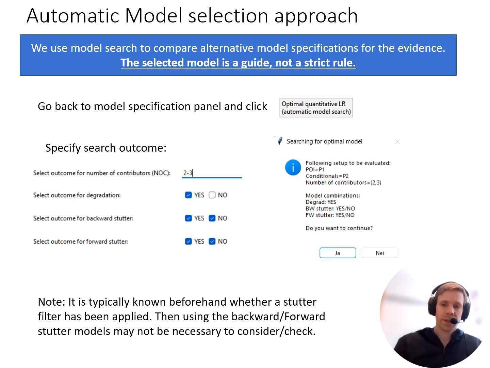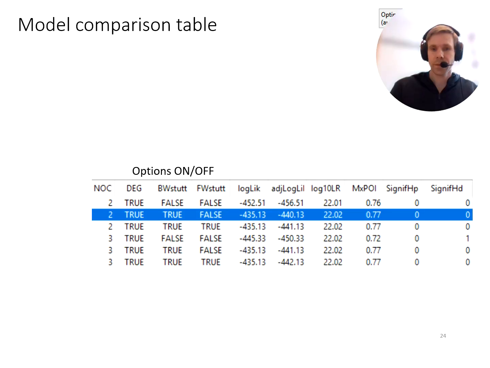But notice that you typically know beforehand whether you are applying a stutter filter. So if you have a stutter filter, you may not want to use the stutter model at all. Maybe you want only to tweak the number of contributors. So for this example, we will have a table looking like this, where you see all the model option configurations, where they are turned on or off, and the number of contributors.